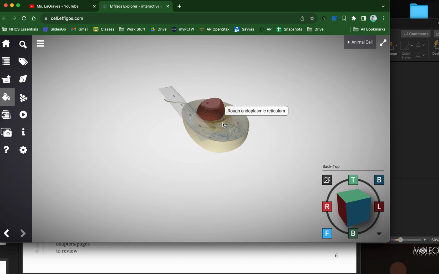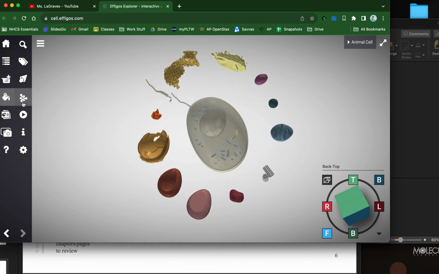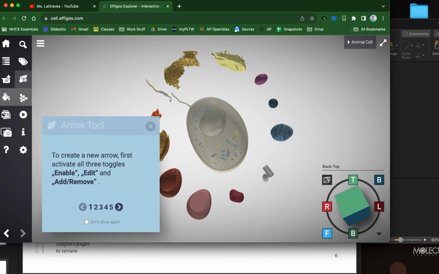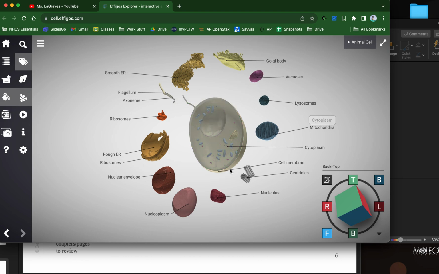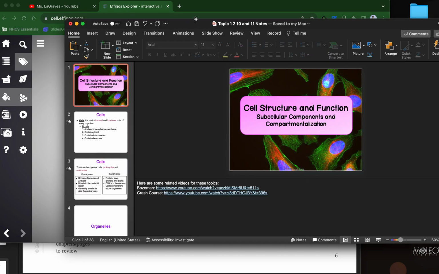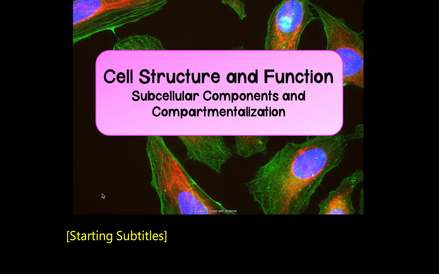So I also have here the 3D model that we were working with in class, taking out the organelles and labeling them. So you can use this just as a reference. This link is still on Classrooms. So feel free to use that as a reference as you're listening to the notes. Great. Let's get started.